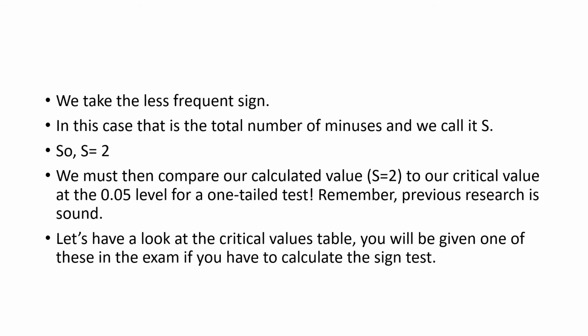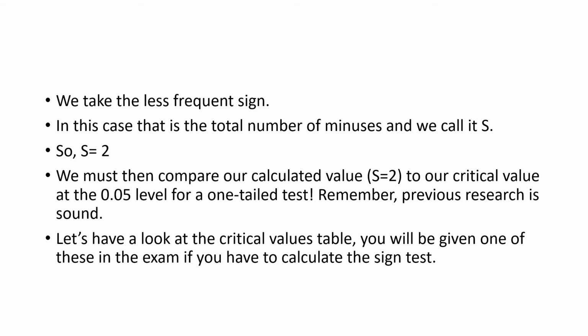So what we do is take the less frequent sign. So we had 2 people that were minus and 12 people that were plus. So we take the less frequent sign, that was the minus, and we call that S. So our S value is 2.